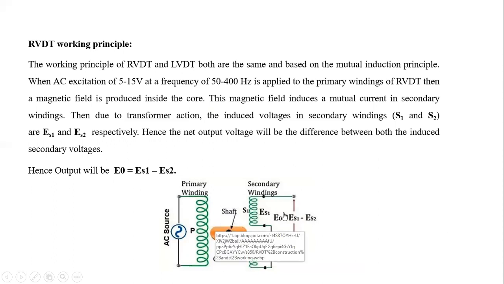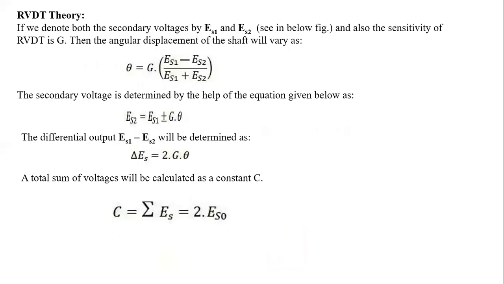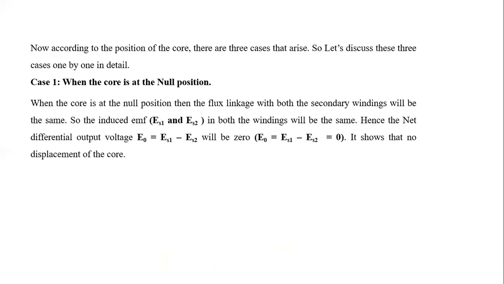Then, how do we measure the angular displacement, whether it is clockwise or anti-clockwise? This is done with the help of the following conditions. Case 1: when the core is at the null position, the EMFs induced in the secondary windings S1 and S2 are both the same, and the output voltage is 0. It means the flux linkage with both windings is the same, the EMF is the same, the output voltage is 0, and the angular displacement of the core is 0.